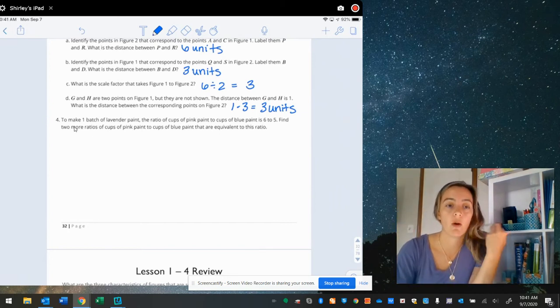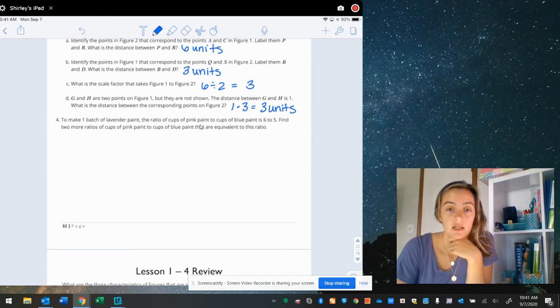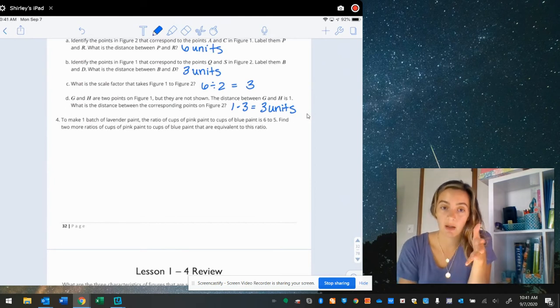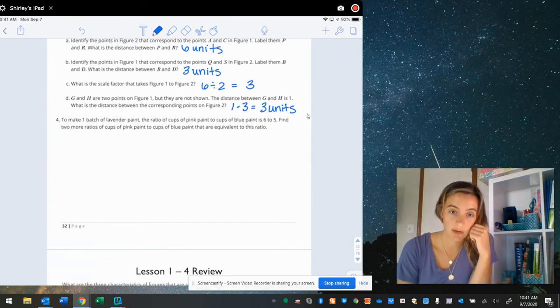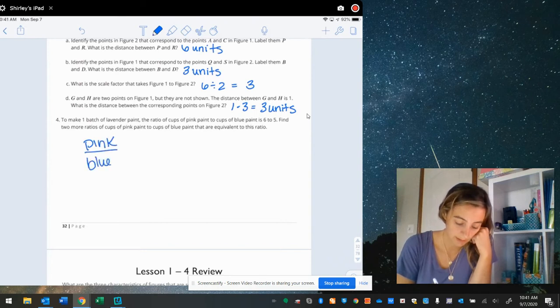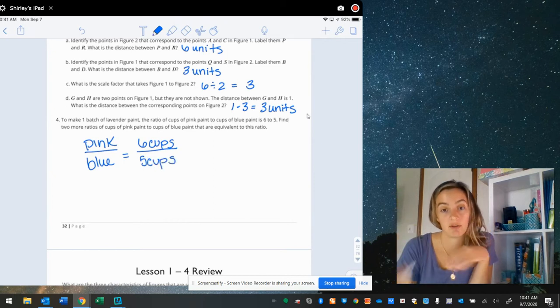So it says to make one batch of lavender paint, the ratio of cups of pink paint to cups of blue paint is 6 to 5. So a ratio is just like a big fraction. So it's telling me my ratio of pink to blue is 6 cups. So I'm going to add 6 cups of pink paint to 5 cups of blue paint, and that's going to give me the perfect shade of lavender paint.